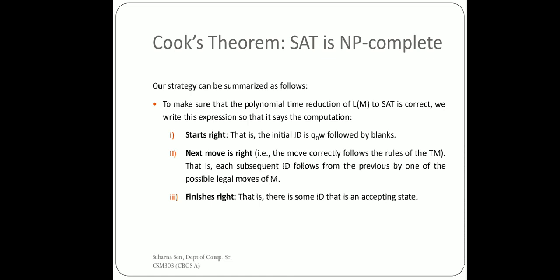and finishes right will be some ID that is in an accepting state. So if we can finish our processing at such a state, which is the accepting state, then my total working will be okay. So we have to start correctly. That means we have to start with the initial state and the total W, that is the string which we are going to process. Then we have to take a legal move defined by the Turing machine, and we have to finish in such an ID where the state associated to that ID should be an accepting state.